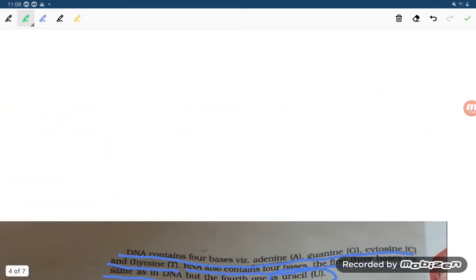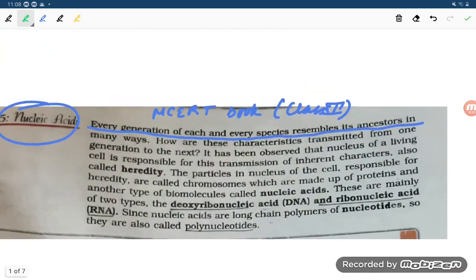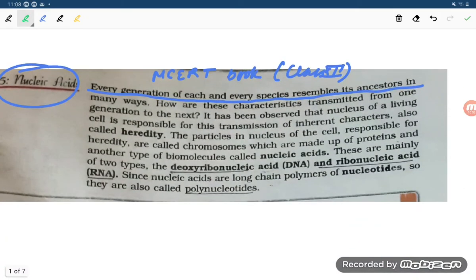Okay, so what you have to do, student, is that nucleic acid is not that tough. You have to keep in mind that you read it multiple times, so you will be able to understand what nucleic acid is. Nucleic acid is the acidic component present in the nucleus, which is responsible for the transmission of characters from one generation to another generation. Nucleic acid generally comprises two materials, student, that is DNA and RNA, deoxyribonucleic acid and ribonucleic acid.